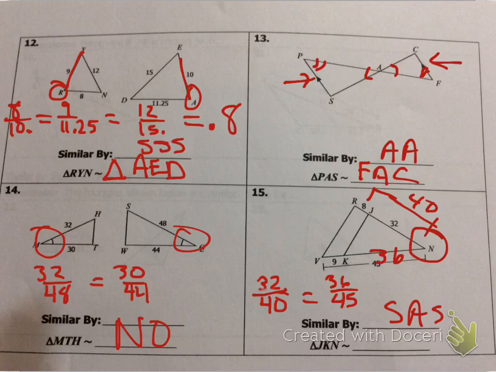JKN would go with triangle RVN. And there you go. Alright, so let's look at the next part.